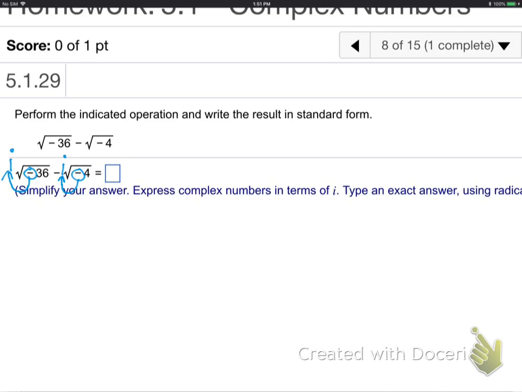So what do we get here? 6i minus 4i. Oh, 2i. Oh, I forgot to deal with the 4. 6i minus 4i. We get so far? And then that's just 4i, isn't it? 6i minus 2i? 4i, done. Just like terms.